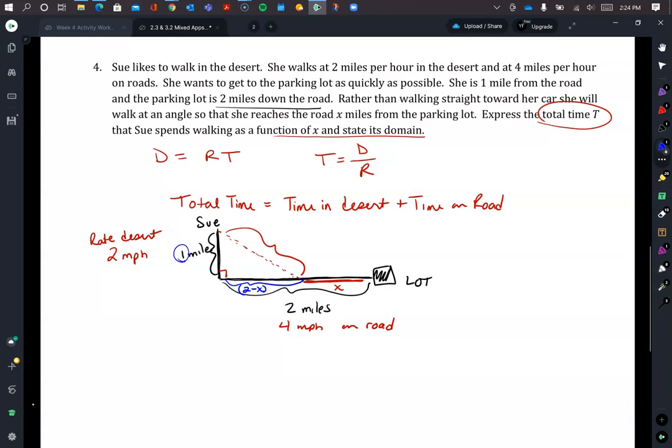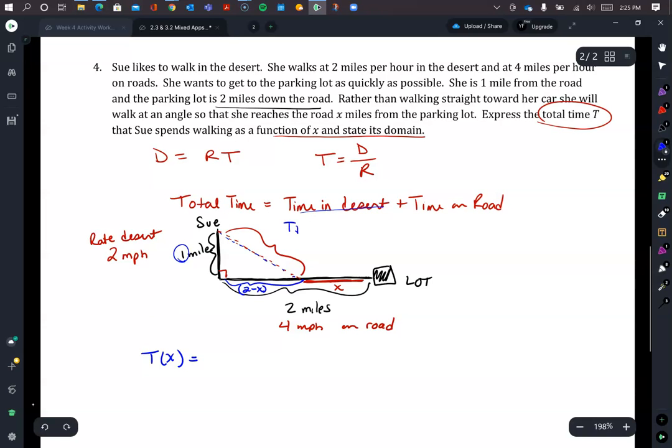All right. And so we're trying to find the total time. So if we could figure out the total time in terms of x, we would have time in desert. We know that would be distance over rate. Okay, time in desert. How about we call it T sub D?